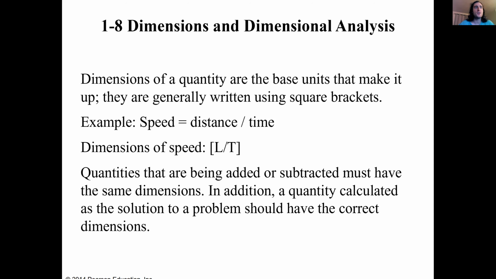Quantities that are being added or subtracted must always have the same dimensions, okay? In addition, a quantity calculated as the solution to a problem should have the correct dimensions. So if you go through your calculation and you're canceling out your units to make sure that you have the right units for your final answer, but you find out, oh, wait a minute, I messed up. Those units don't match up. I should have got length, but I got length squared divided by time. Well, then you definitely know you made a mistake somewhere, right?